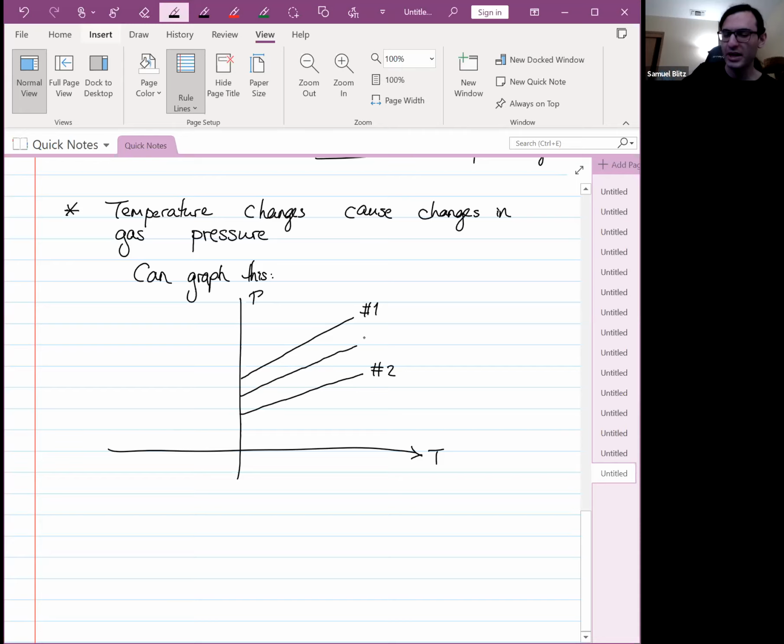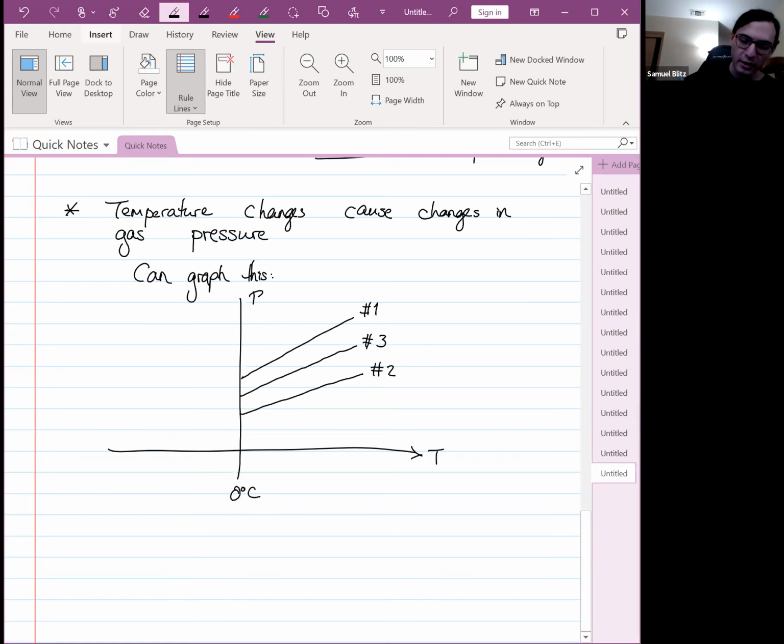You get this line, and you're really only measuring down to a certain temperature because maybe you're in the 1800s and you don't have the equipment to get particularly cold things. So you measure down to maybe 0 degrees Celsius, right? Maybe that's the best you can do. But you keep doing this for a whole bunch of different gases, and they all have different slopes.